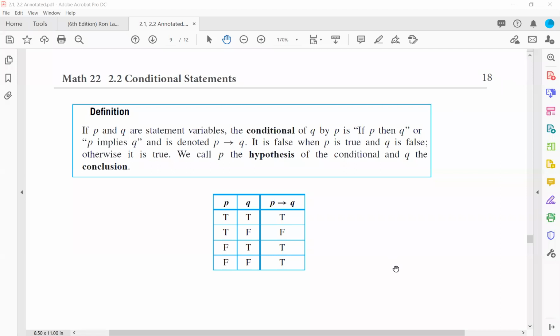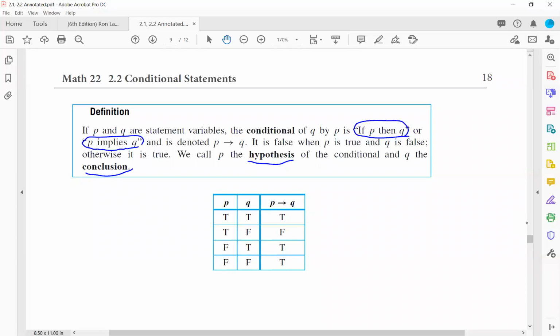Let us move on to conditional statements. Suppose you have two statements. You can form a conditional statement by using an arrow, P then Q. P implies Q. P is the hypothesis, and Q is the conclusion.